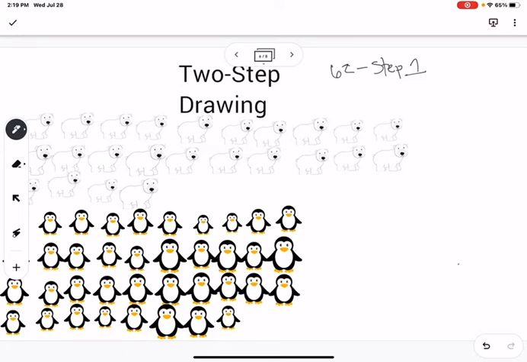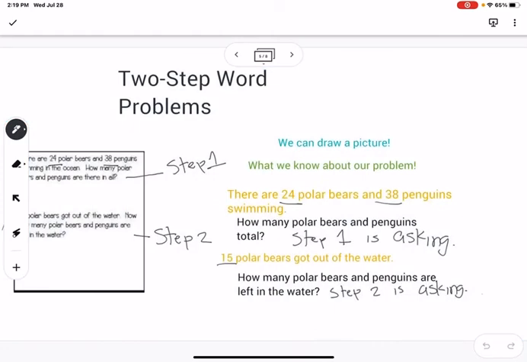Now step 2 was asking us, if I can go back to it. Again, you can't see it there, but 15 polar bears got out of the water. How many penguins and polar bears are in the water? So we have our step 1 was 62.